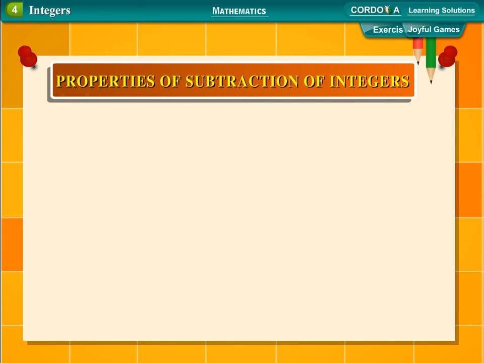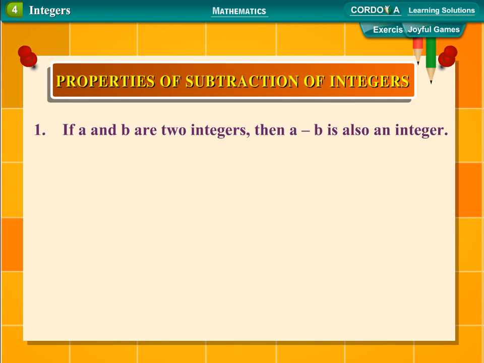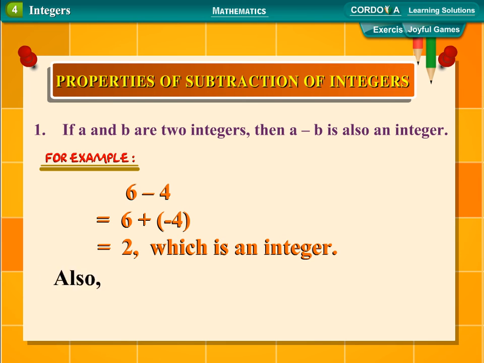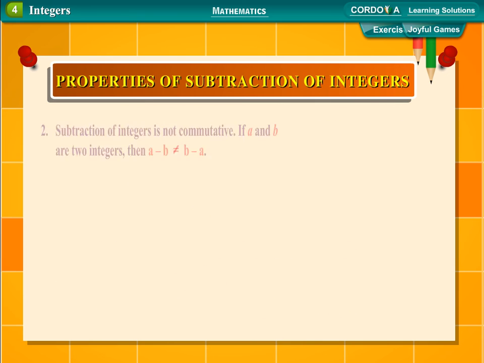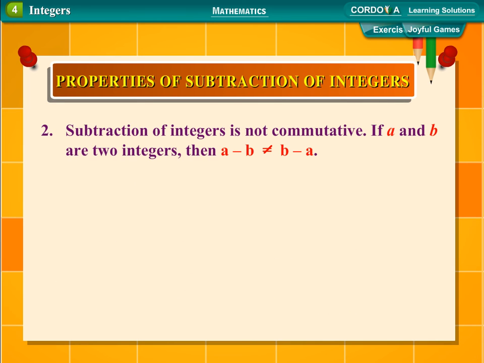Properties of subtraction of integers. If a and b are two integers, then a minus b is also an integer. For example, 6 minus 4 is equal to 6 plus minus 4, which is equal to 2, which is an integer. Minus 7 minus 6 is equal to minus 7 plus minus 6, which is equal to minus 13, which is an integer.